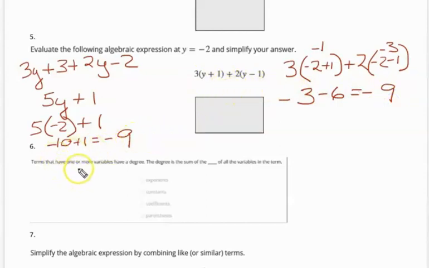Now, number 6, for some reason, came out a little bit light. It says terms that have one or more variables have a degree. The degree is the sum of the what on the variables. You can't make out the word too well, so I'll just tell you. It's exponents. And again, you'll be using this in your practice and certify. All right, let's go on.